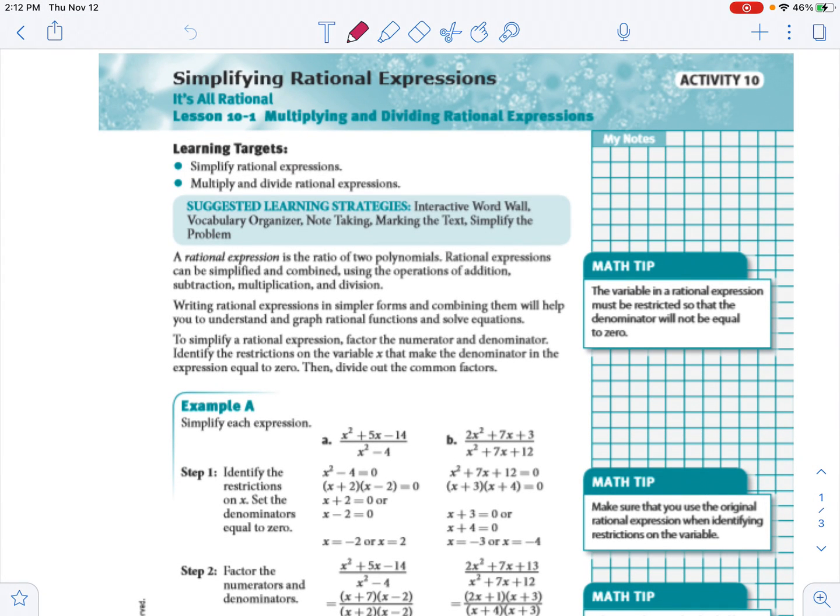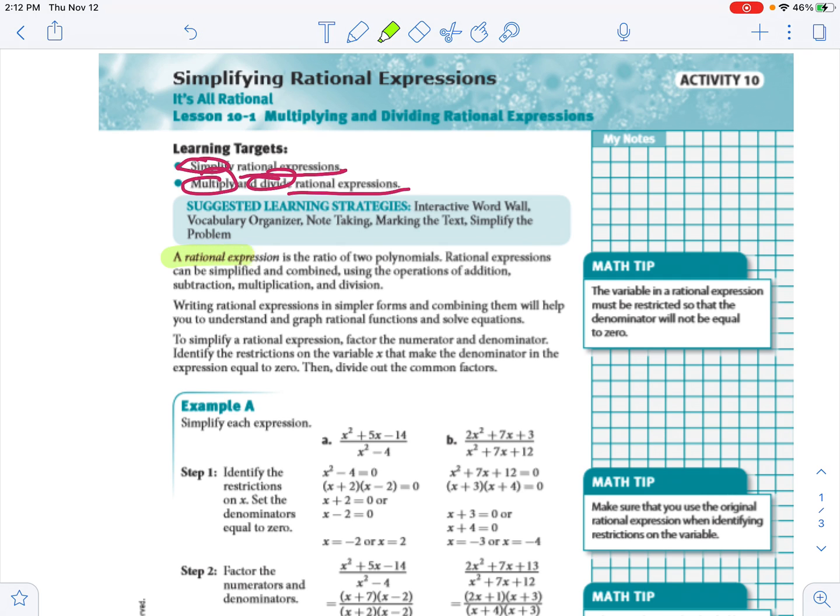Hello and welcome to lesson 10.1, and in today's lesson we are going to be multiplying and dividing rational expressions. So first we're going to start with simplifying rational expressions, then we will multiply and divide and of course simplify the rational expressions. We haven't covered rational expressions yet this year, so let's talk about them.